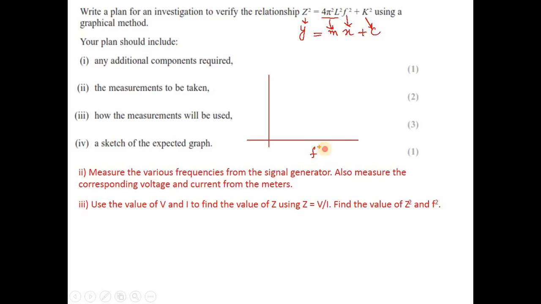So you can expect a graph of F square and Z square on the y-axis, and clearly we have some y-intercept with a positive slope. So you can expect a graph with some positive y-intercept, and if you wish, you can say that this is the y-intercept and it should be equal to K square.